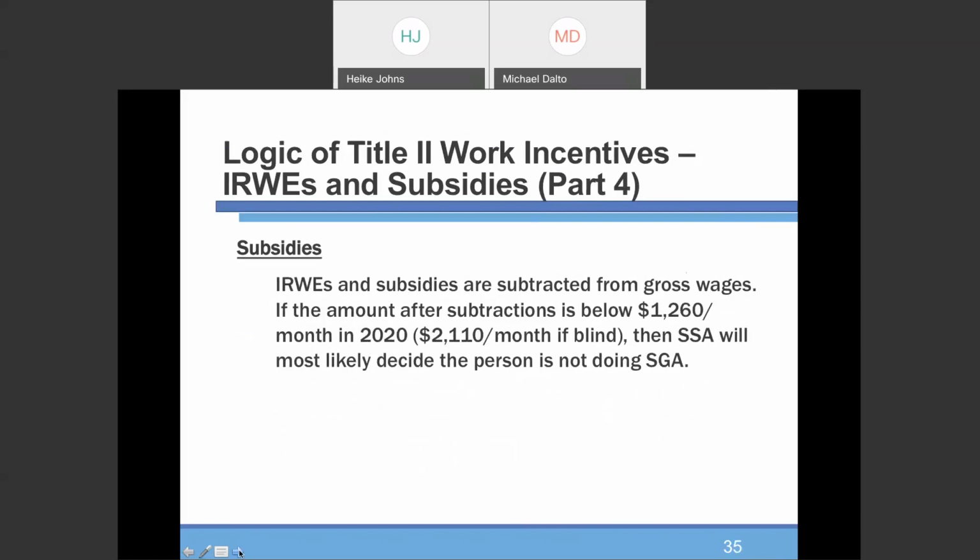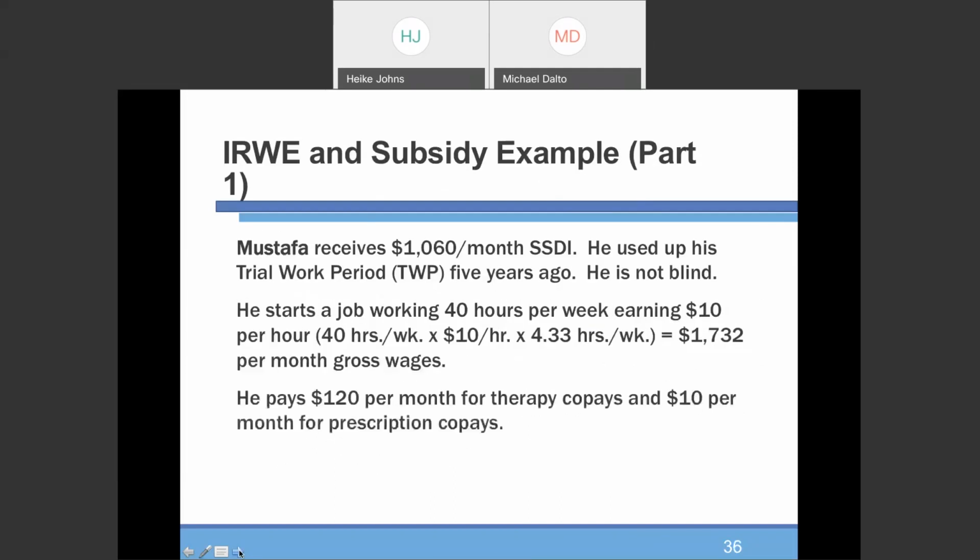So IRWEs and subsidies are simply subtracted from gross wages, and if the difference, which is their countable income, is below the SGA dollar amount, $1,260 a month for non-blind people and $2,110 a month for blind people in 2020, then Social Security will most likely decide that they're not doing SGA and their cash benefits can continue. So let's go through a quick example.